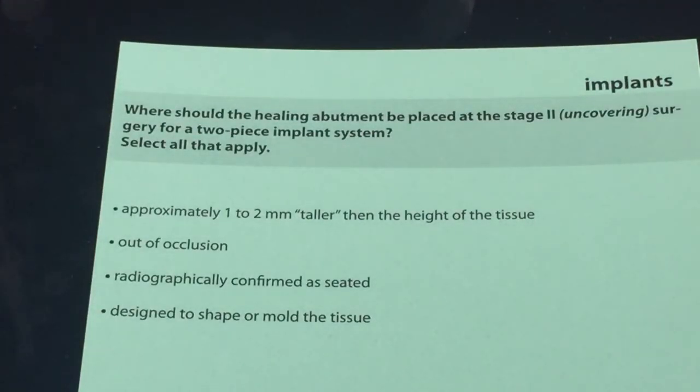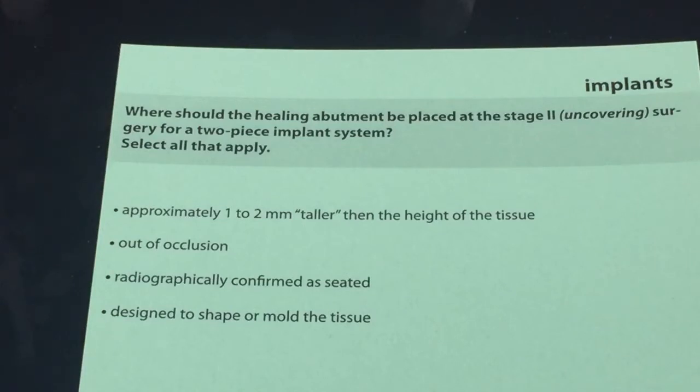Where should the healing abutment be placed at the stage 2 surgery for a two-piece implant system? Approximately 1 to 2 millimeters taller than the height of the tissue, out of occlusion, radiographically confirmed as seated, designed to shape or mold the tissue.